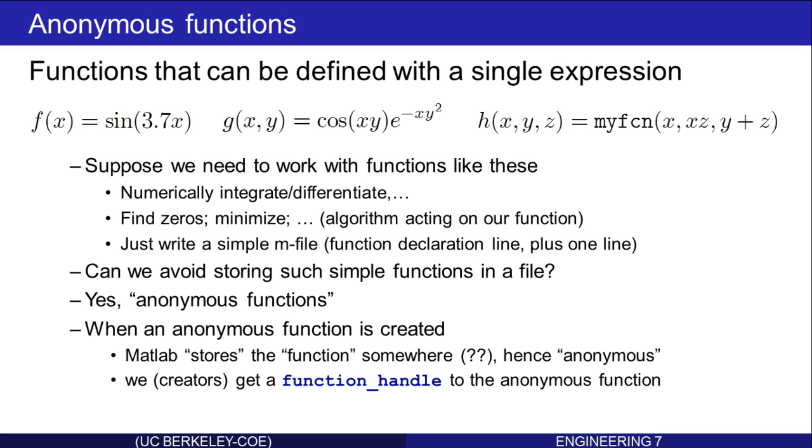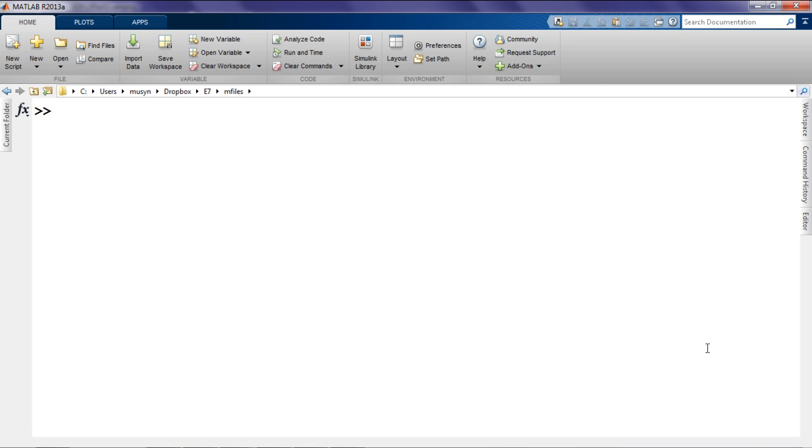When I introduced anonymous functions, I mentioned that Matlab stores the function somewhere with some question marks, hence the word anonymous. Let's see what I mean by the somewhere and the question marks. Let's create an anonymous function that's defined in terms of a variable in the workspace, and let's make that variable quite large. For instance, how about A is a 10,000 by 1 vector?